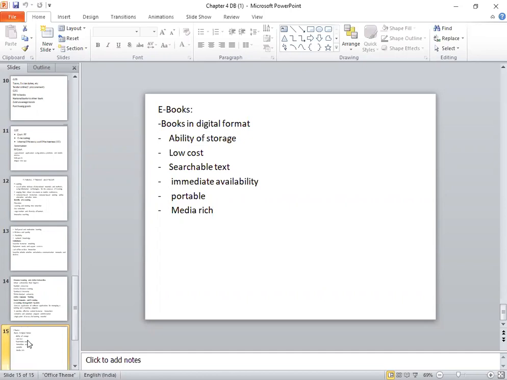A particular point or a particular word you want to highlight, you can directly search from the book. Otherwise, maybe you have to go through the index to understand the chapters, but particular words it's not possible to search in books. But in e-books, if you want to find something, just go for that keyword and you will get it. It becomes much easier. It is easily accessible because of the e-books.